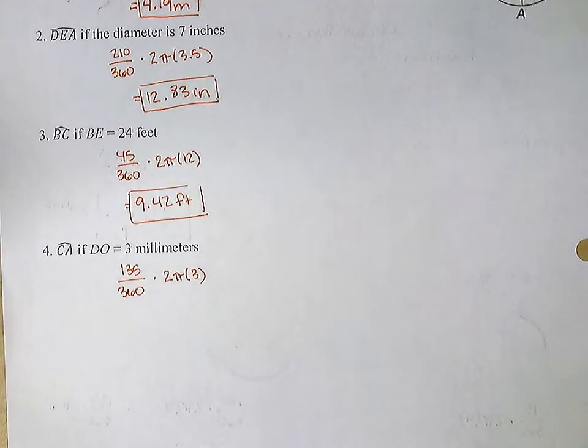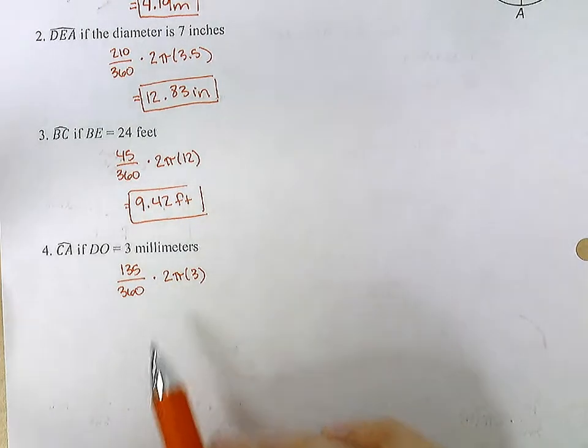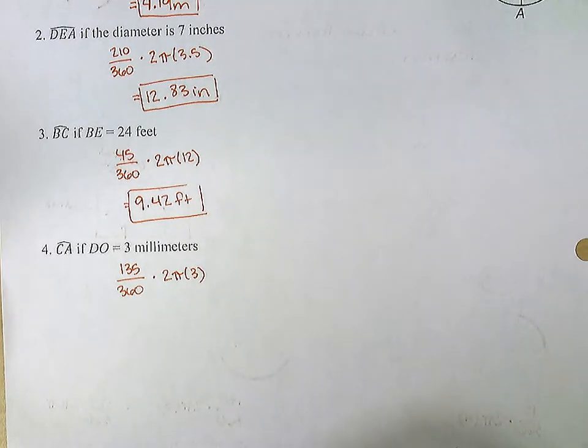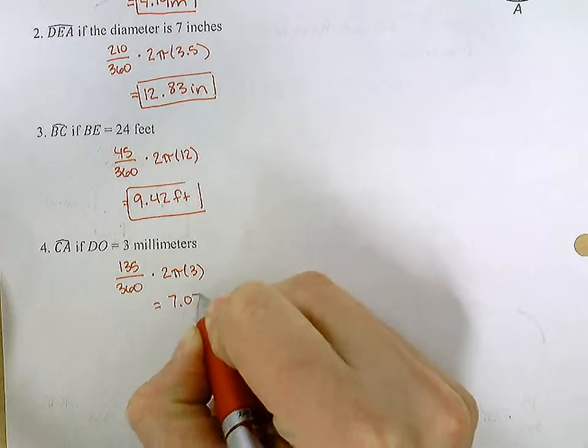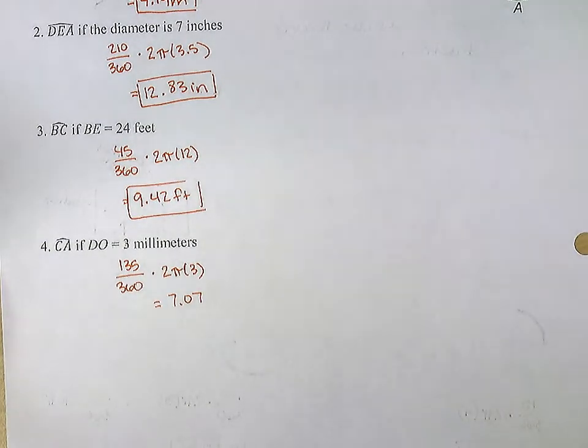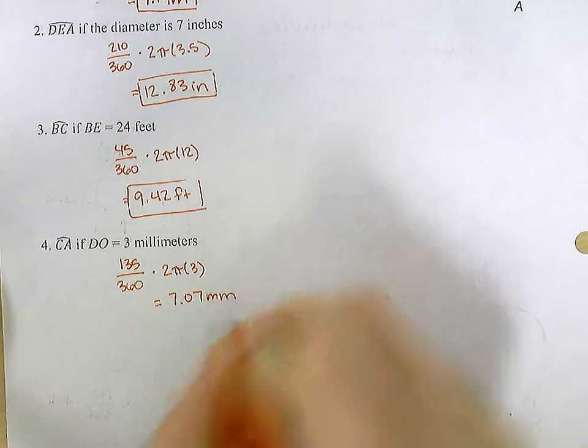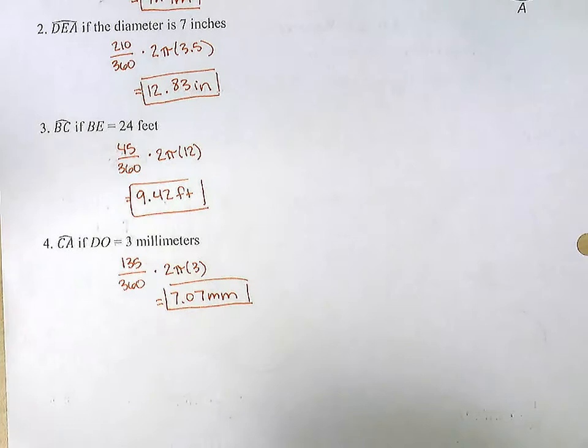And then the last one, number 4. Would it be 3.53? Okay, I got 7.07 millimeters. Okay, so in number 4, I was given the radius. So I do need to multiply by 2 using that circumference for that one. Okay, any questions on finding arc length?